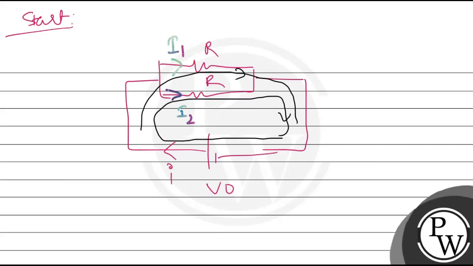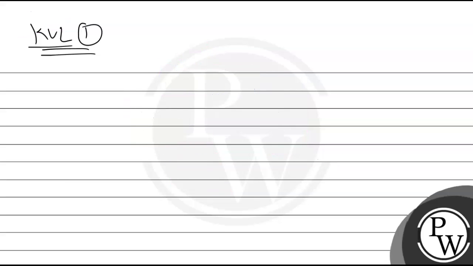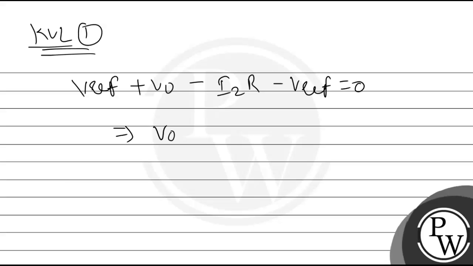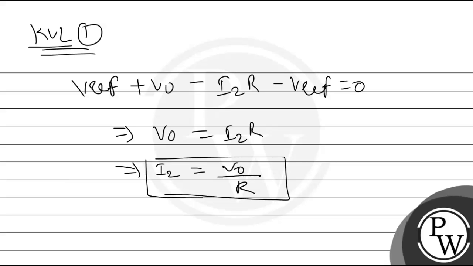So let us apply KVL in branch 1. Let us suppose this is V reference. We can write V reference plus V naught minus I2 R minus V reference is equal to 0. From here we can write V naught equal to I2 R, which means the value of I2 is equal to V naught upon R. This is the value of I1.